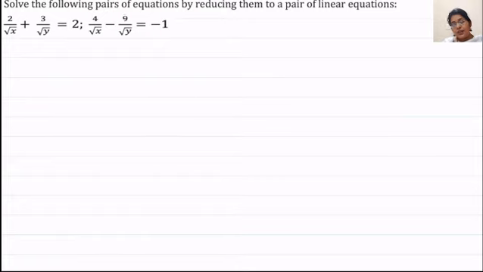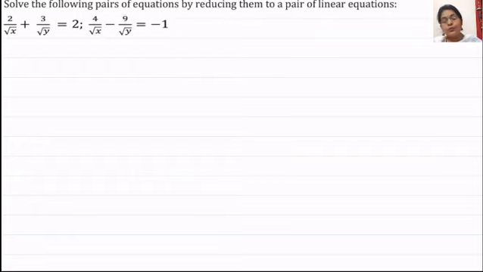Here one question is there, and we'll reduce it and make the question. So it is 2 upon root x plus 3 upon root y is equal to 2, and 4 upon root x minus 9 upon root y is equal to minus 1. What we will do, the same thing we see that here in both the equations, 1 upon root x is easily visible and 1 upon root y is easily visible.